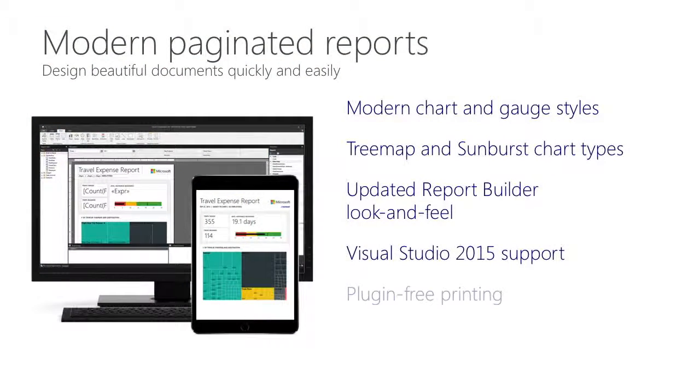Finally, you'll find modernizations when you view published reports as well. For example, in previous versions of Reporting Services, to print a report, you had to use Internet Explorer and you had to install an ActiveX control first. Now, you can print reports from any modern browser without installing an ActiveX control or plugin.